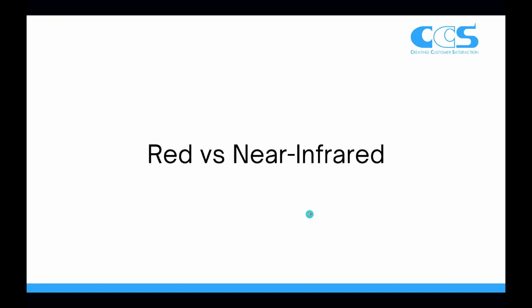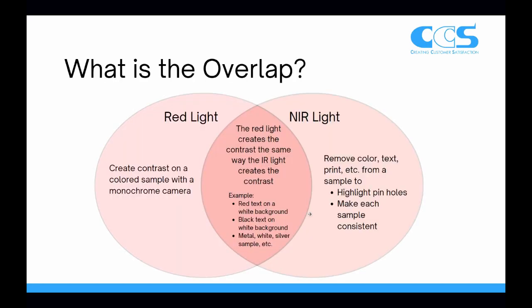So red versus near infrared, because they're pretty close on the spectrum, they're right next to each other. Red light, we use it to create contrast on a sample with a monochrome camera. You can just use it if it solves the application, but a lot of times we purposefully use red when we want to highlight the red versus the blue piece on the sample. A red sample with a red light will lighten, and a red sample with the blue light will darken. So we use the red light if we want to create contrast.